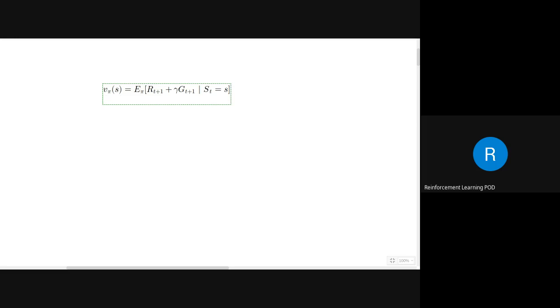Now what we do is start expanding the expectation. The first thing that we do is the agent is at state s. Now it takes an action A according to policy pi. So the probability that it takes a particular action given this policy is pi of A given s. So this is the probability of choosing an action A.